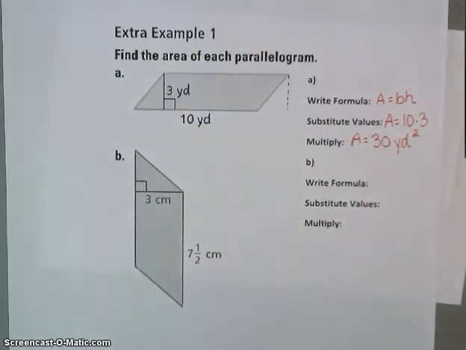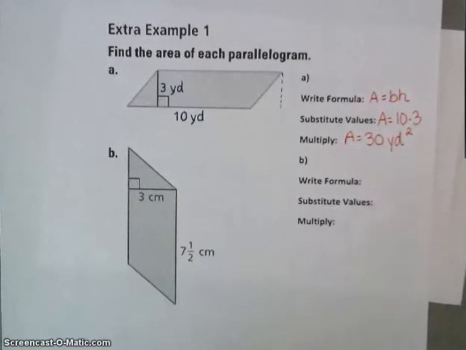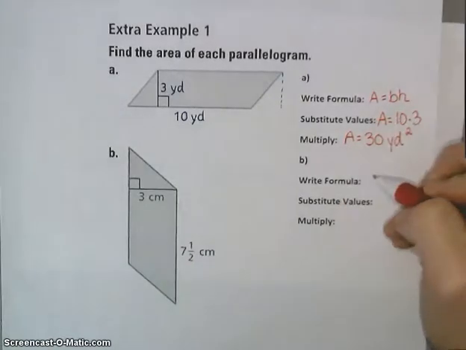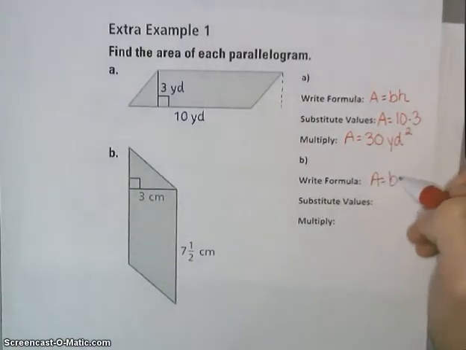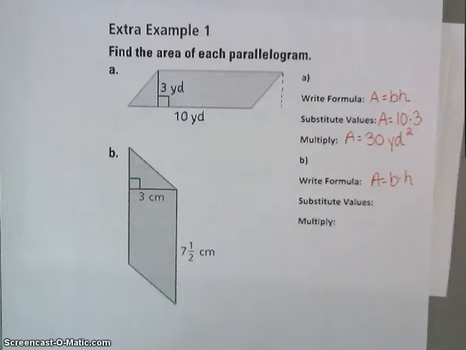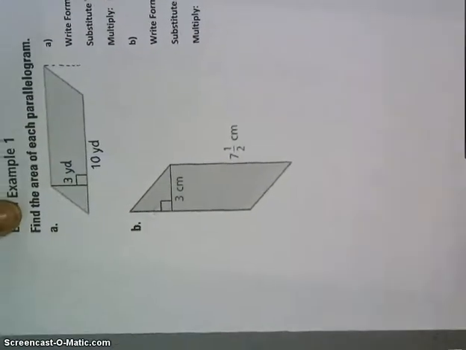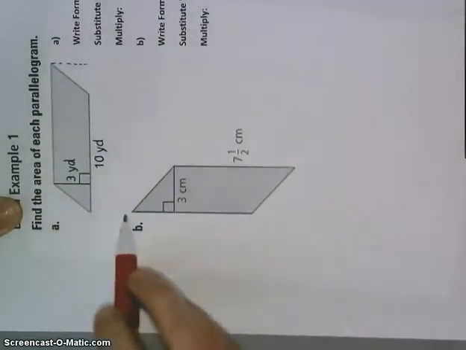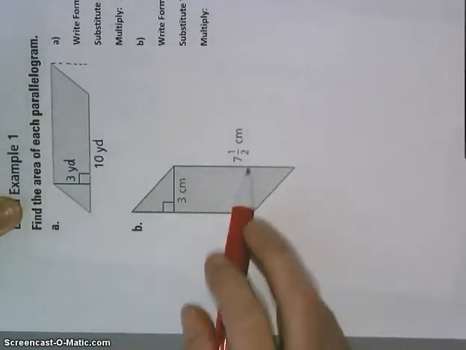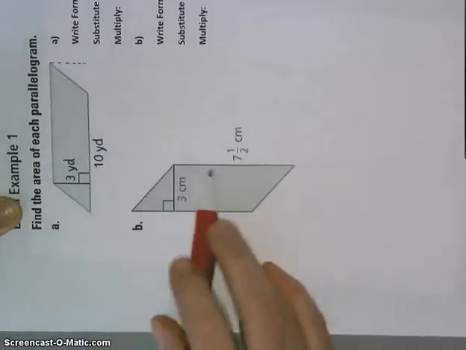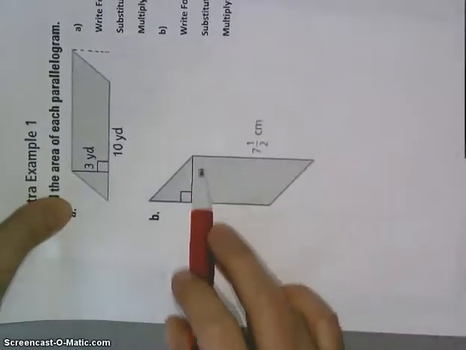Well, we're doing the parallelogram again, so we need to do the formula. A equals base times height. Now I need to figure out which one my base is. Well, my parallelogram's flipped. So if I flip it so it would sit straight up on this side, my base is actually 7.5 this time. That's the flat side if I were to stand it up. And then my height is the 3 centimeters.